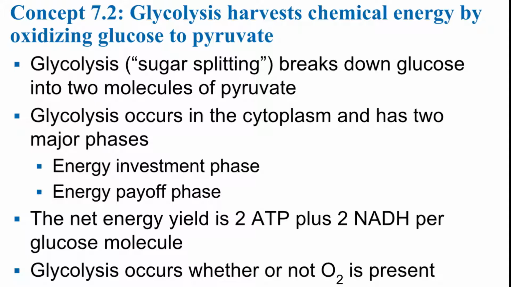As you can see, glycolysis means sugar splitting, and it breaks down glucose into two pyruvates. It occurs in the cytoplasm and it requires a little bit of energy investment but produces an energy payoff, which gives you a net of 2 ATP and 2 NADH. It occurs whether or not you have oxygen, which is important because it means you can still use the pyruvate for things even if you don't have any oxygen in your system.